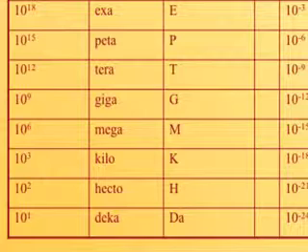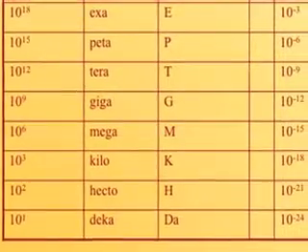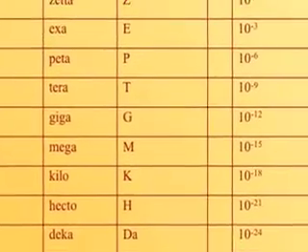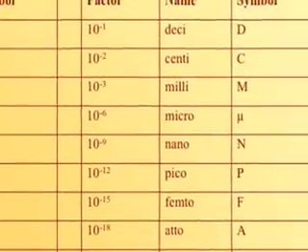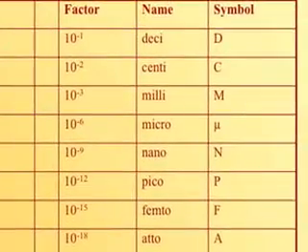But generally speaking, hecto and deca aren't used much. Deci is used a lot. A decimeter, that's a tenth of a meter. But centi is used even more. A centimeter is about half an inch, a little less than half an inch.